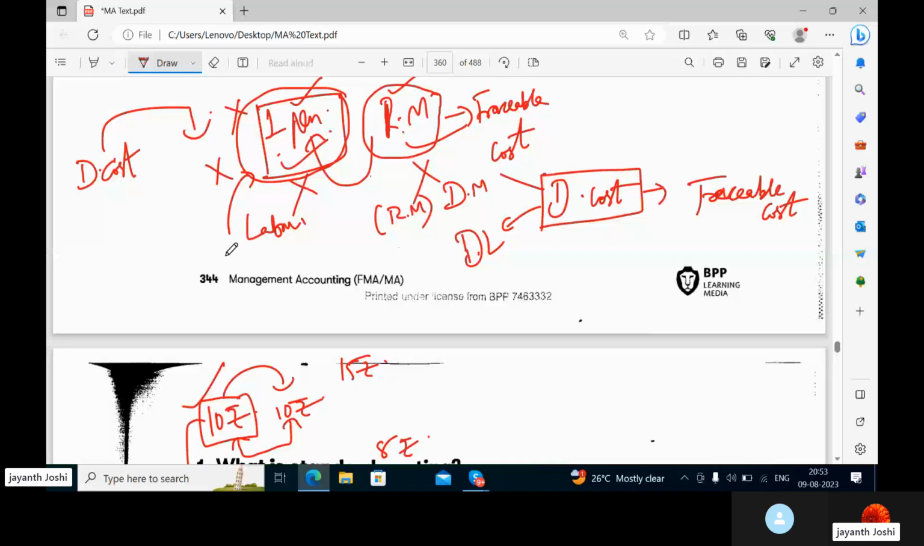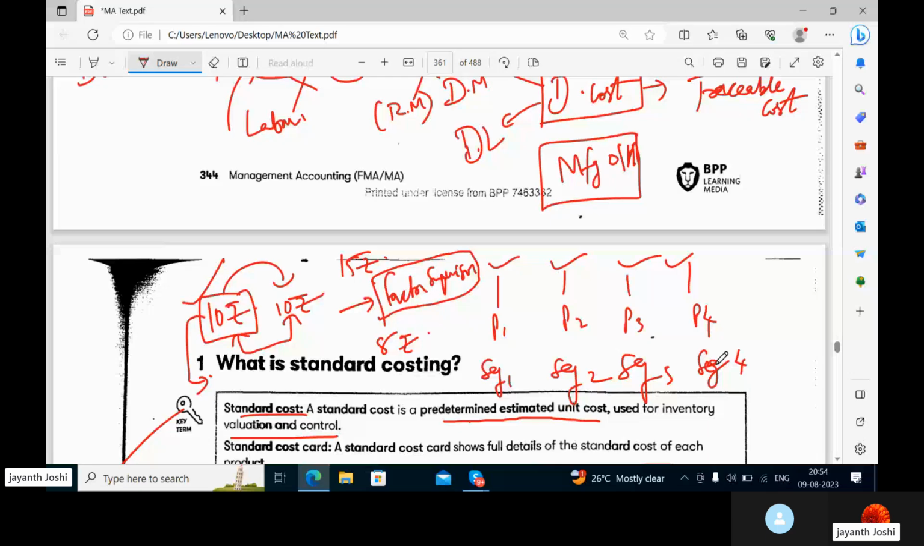So what happens? This factory supervisor supervises all these segments, that is segment 1, segment 2, segment 3, segment 4. Segments are nothing but different production facilities where production activity is taking place. Do you think the salary I'm paying to the factory supervisor is a traceable cost?